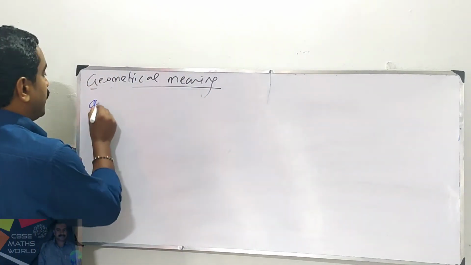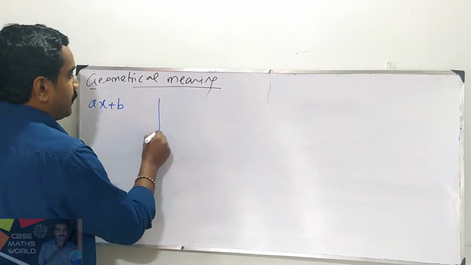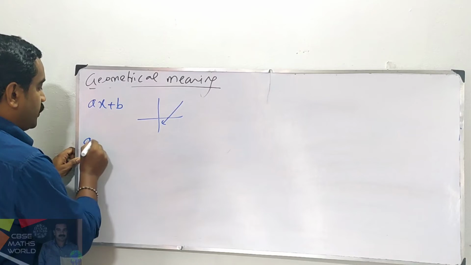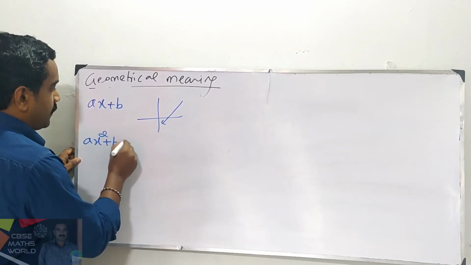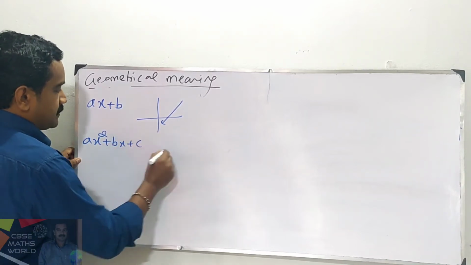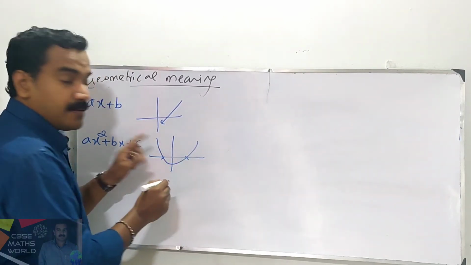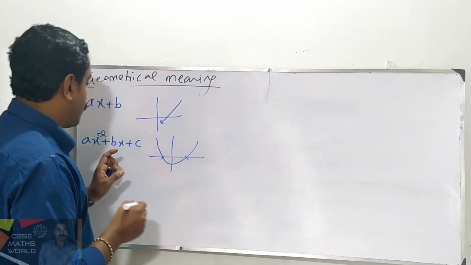When we draw a linear polynomial on graph paper, definitely it will cross only one place. If you draw a quadratic polynomial, ax square plus bx plus c, that is a quadratic polynomial, it will cut like this. This shape is known as the parabola.